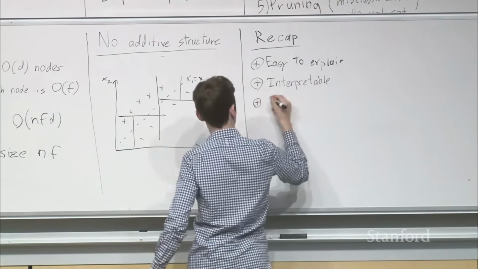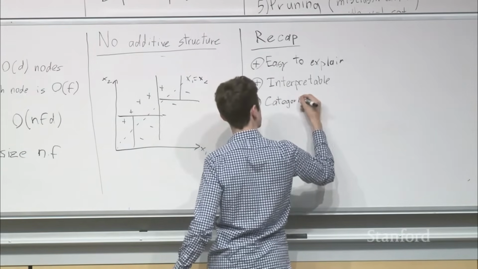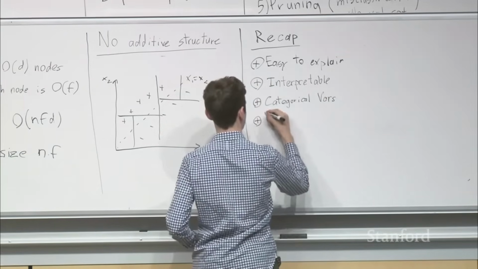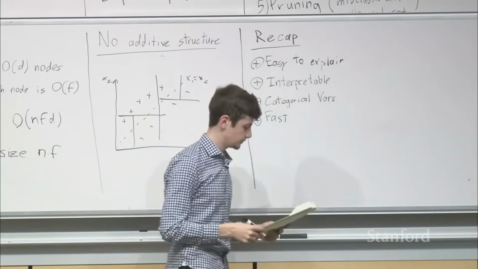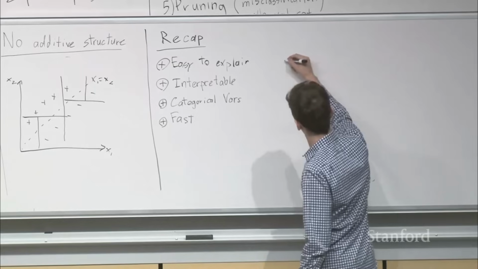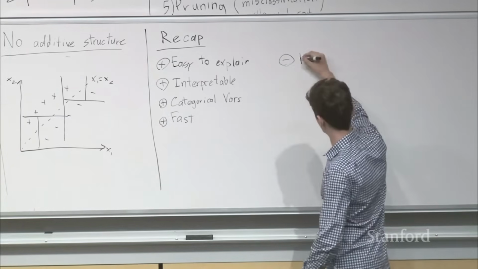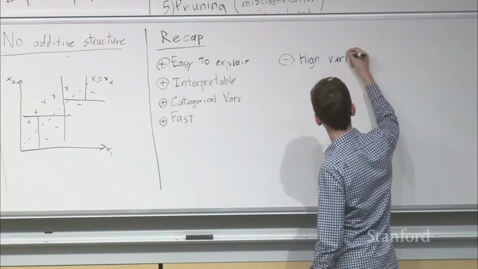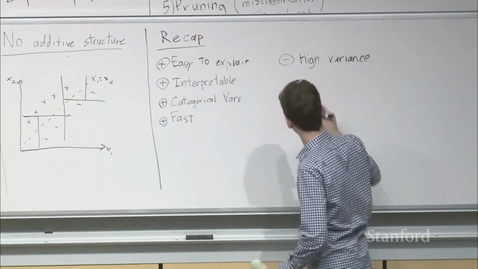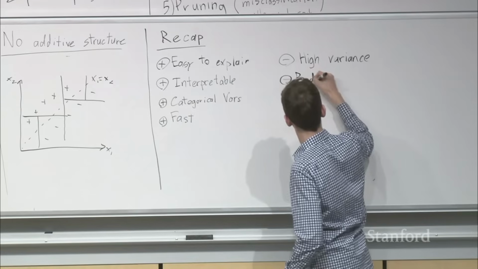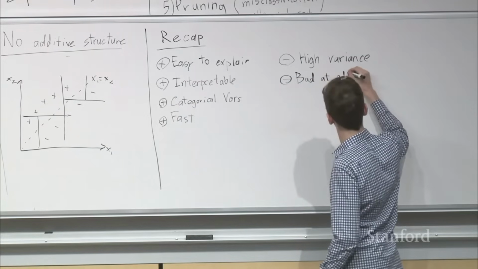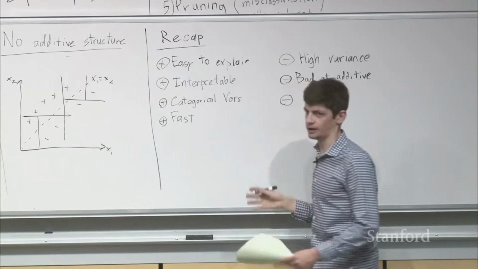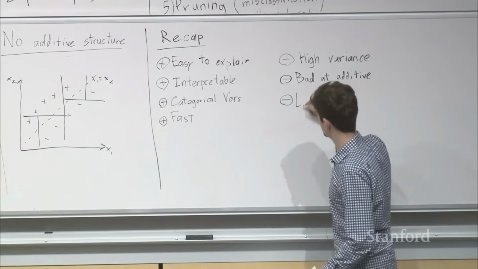It can deal with categorical variables. And it's generally pretty fast. However, on the negative side, one that I alluded to is that they're fairly high variance models, and so are often prone to overfitting your data. They're bad at additive structure. And then finally, in large part because of these first two, they generally have fairly low predictive accuracy.